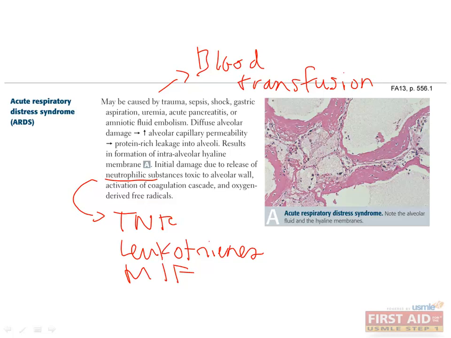In this histopath image on the right, you see inflammation, edema with proteinaceous fluid and hyaline membranes, which has this glassy pink appearance when you stain it with H&E. So here's a bit of board trivia. In which condition were hyaline membranes first observed? The answer is neonatal respiratory distress syndrome, which we just discussed.